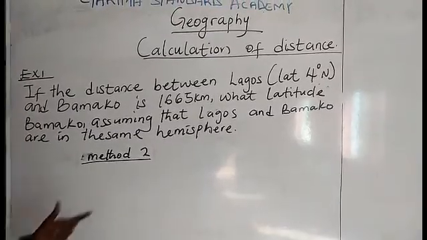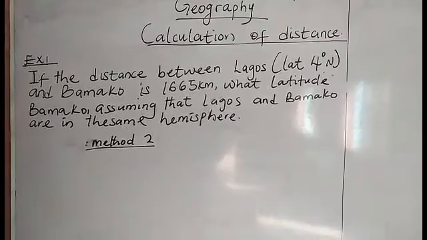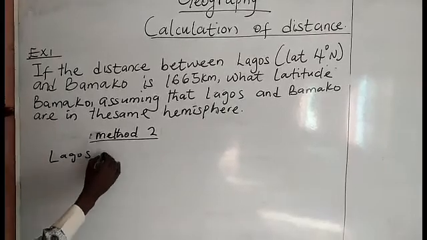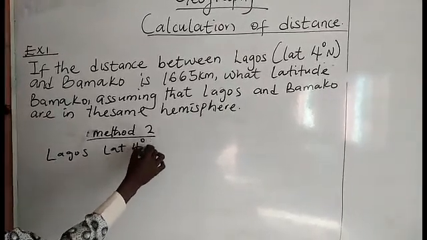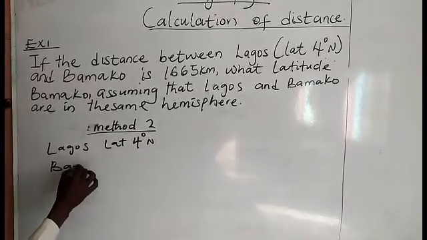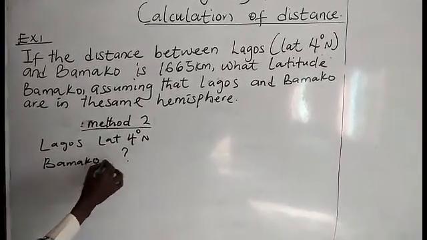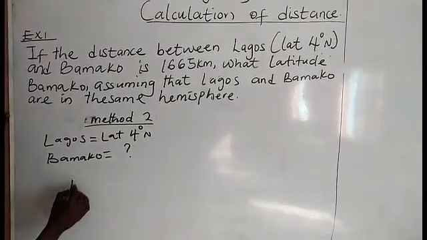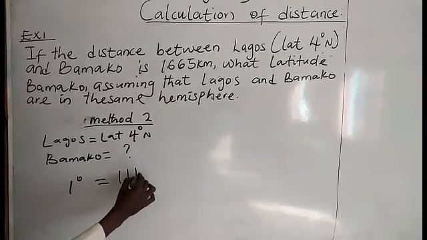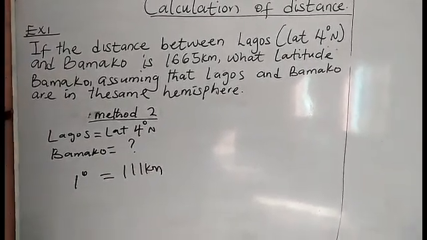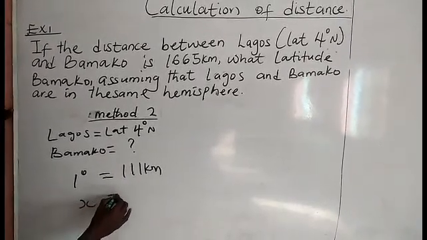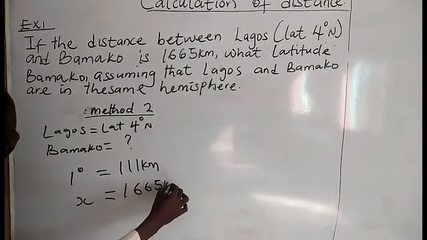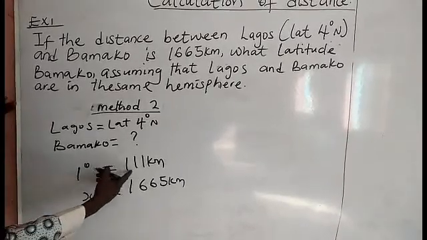The same question, but I want to employ a different method. The first thing we do is locate the two places involved, which are Lagos, latitude 4 degrees north, and Bamako, unknown. The same question, but a different approach. So here we are going to say 1 degree equals 111 kilometers. Then this degree, unknown, equals the distance that is given to us, 1,665 kilometers.